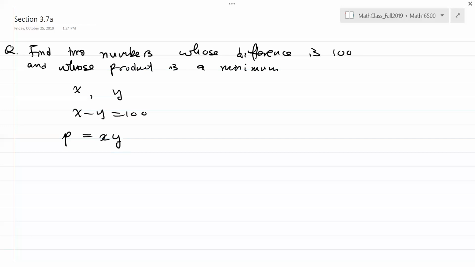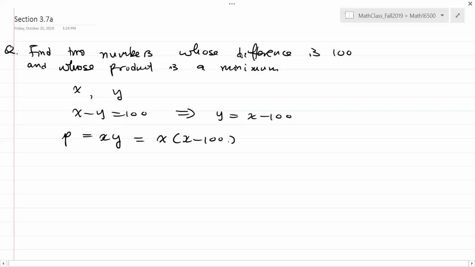But when you look at this, you see that actually you just have a function of one variable, because x minus y is fixed. So this implies y is going to be x minus 100. When x is chosen, y cannot be arbitrary. y must be equal to x minus 100. So you put it here, and you get a quadratic function. The product depends on x, and this is a polynomial. It opens upward, so you don't need calculus to figure it out.